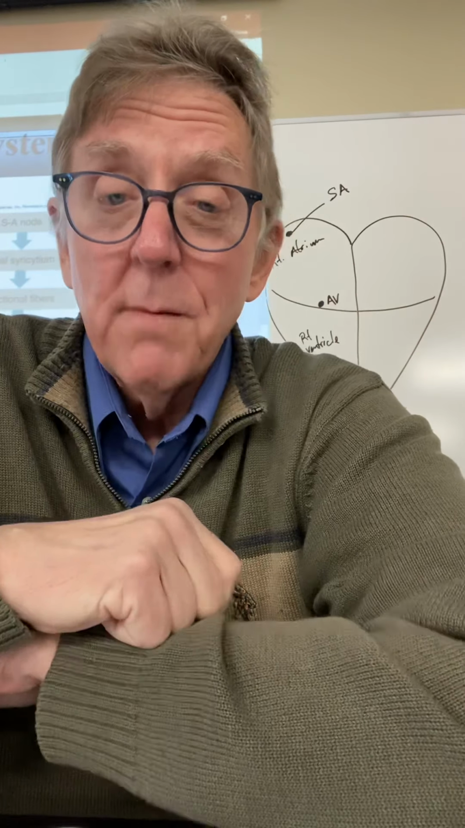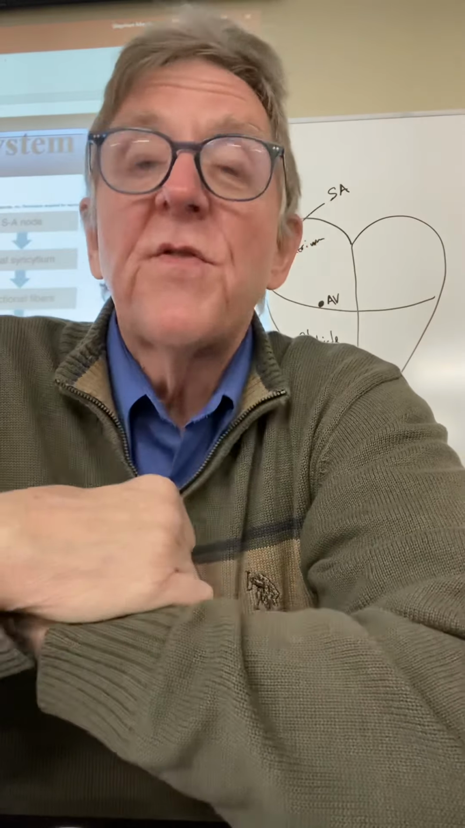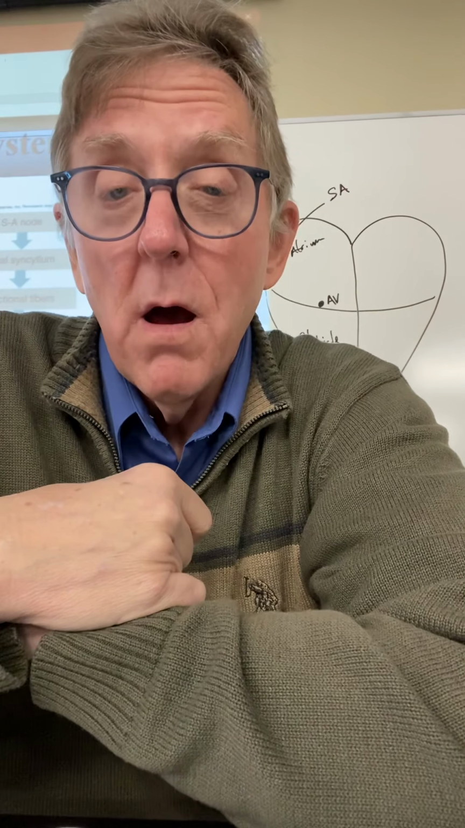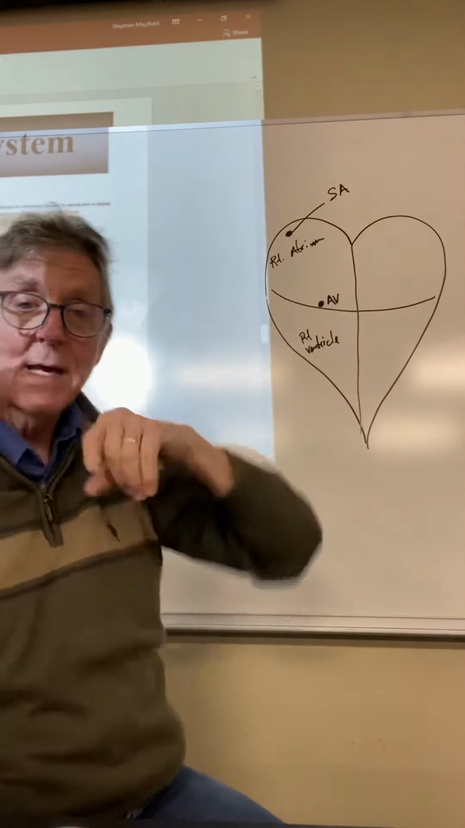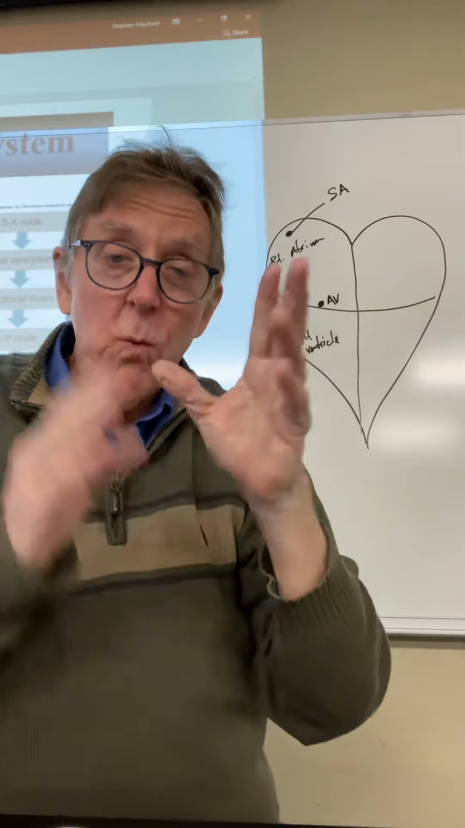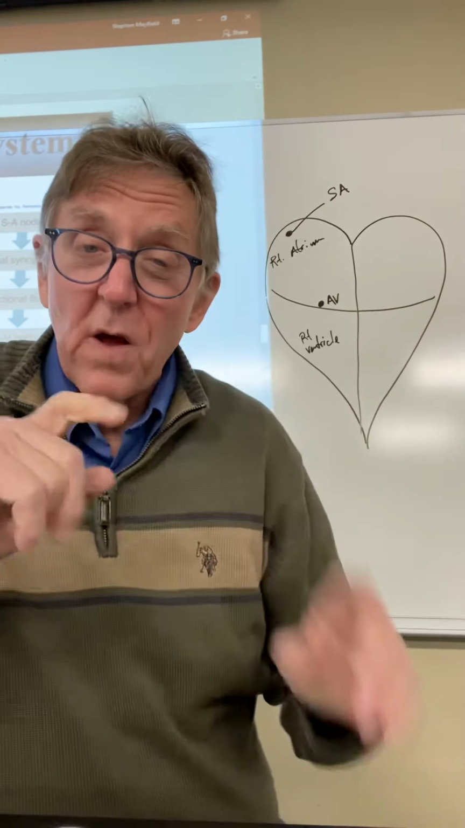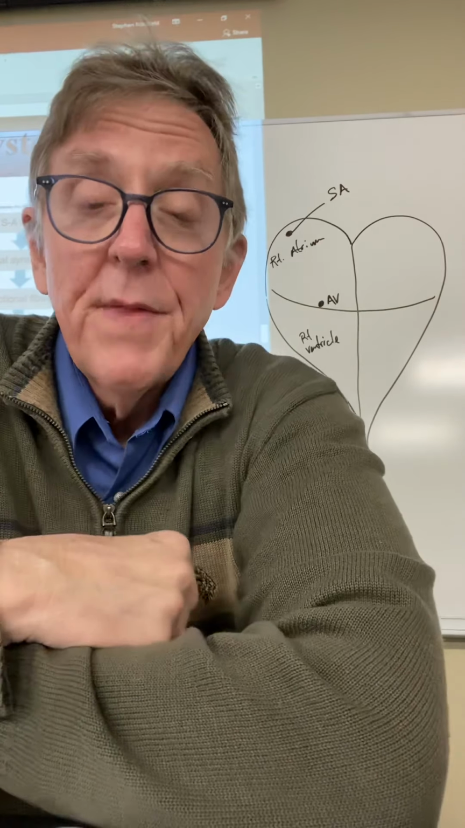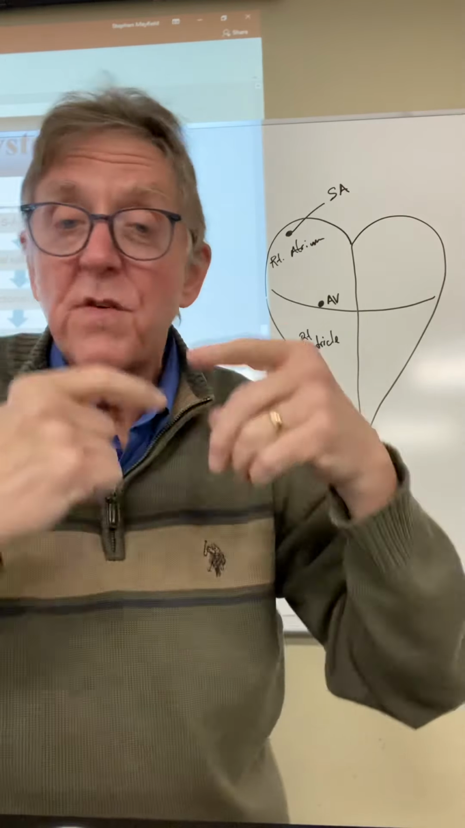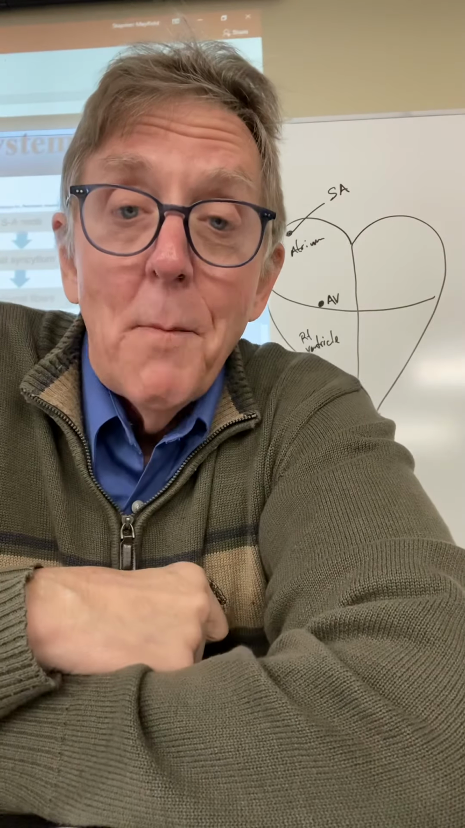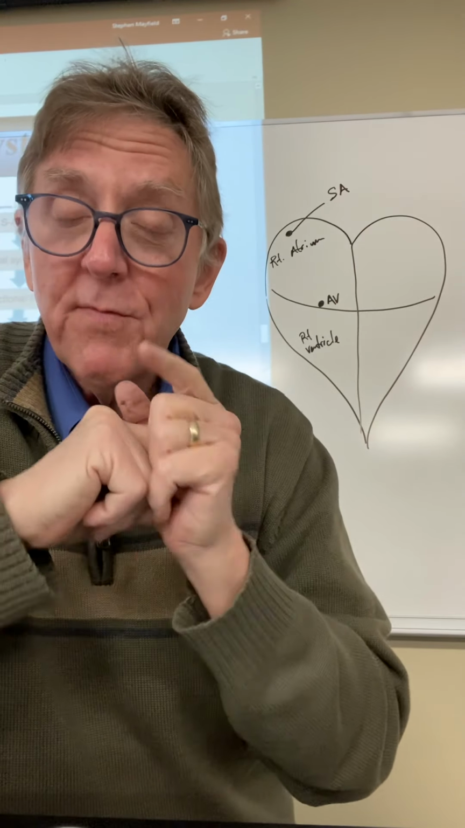That location is called the SA node. That stands for sinoatrial node. It's right in the top of the right atrium, right in there where the superior vena cava enters. So it's real high in the right atrium. And what this little spot does is it spontaneously generates a contraction, as I said, about 80 times per minute.